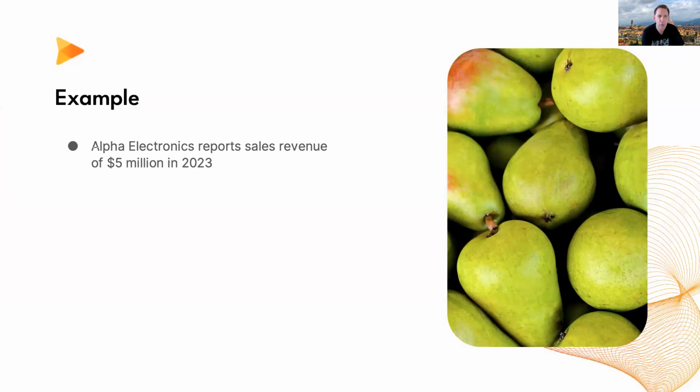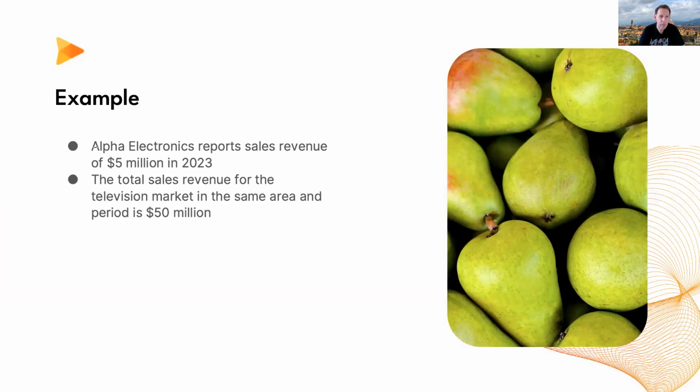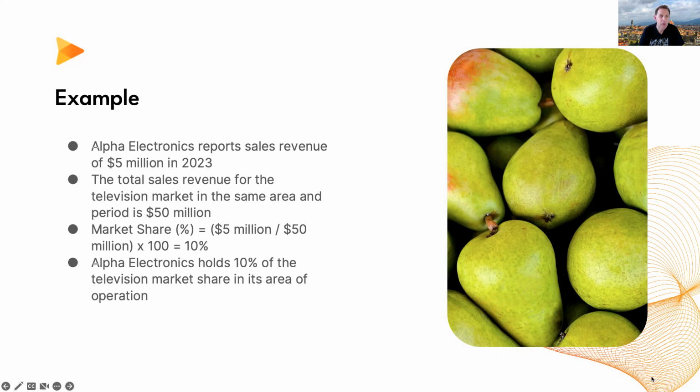Here's an example. Let's say that Alpha Electronics reports sales revenue of $5 million in 2023. The total sales revenue for the television market in the same area and period is $50 million. To get market share, we take 5 million divided by the 50 million, then times 100, which equals 10%. So Alpha Electronics holds 10% of the television market share in its area of operation.